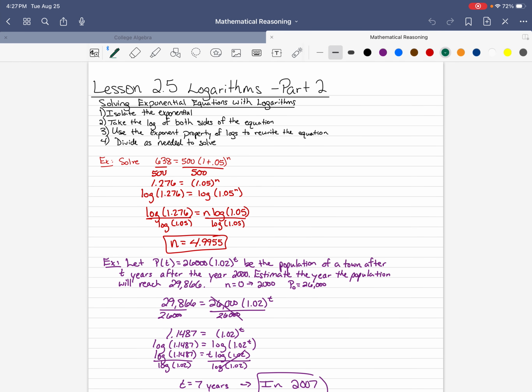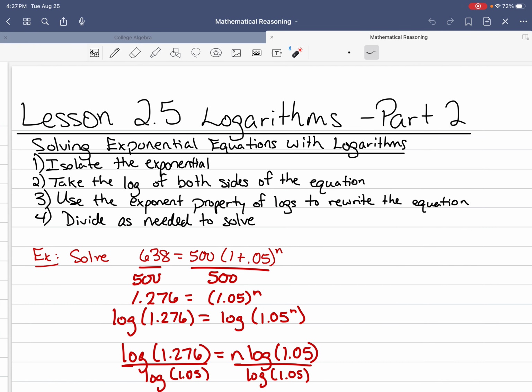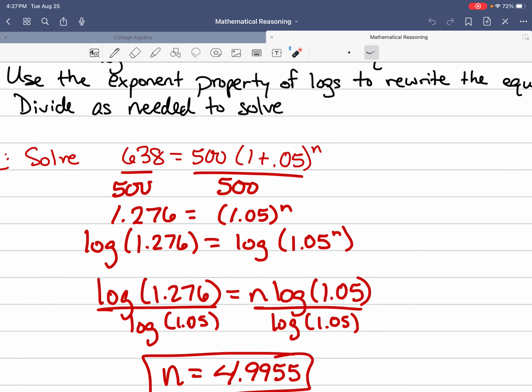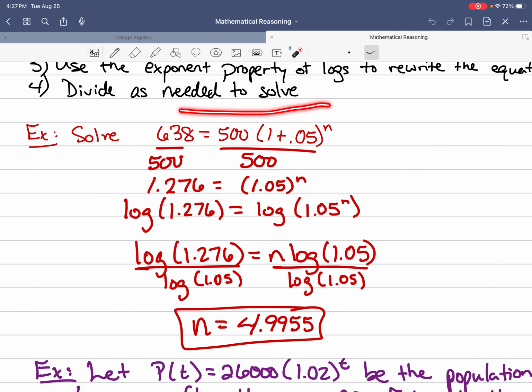Welcome to lesson 2.5. We're going to talk about logarithms, and this is going to be part 2 of logarithms. So we are going to solve exponential equations with logarithms. You're going to isolate the exponential. You're going to take the log of both sides of the equation. You're going to use the exponent property of logs to rewrite the equation and divide as needed in order to solve. So first example here, we would be given this here.